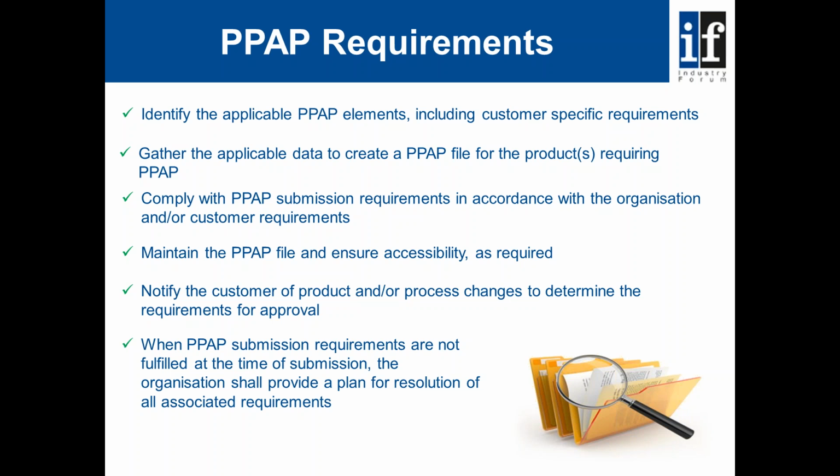We need to comply with PPAP submission requirements in accordance with the organisation and customer requirements. We need to maintain the PPAP file and ensure accessibility as required. Now, this accessibility again could be from the organisation's own project team, it could be from the customer's project team, and once again it could be third-party certification bodies. We need to notify the customer of any product or process changes determined and the requirements for approval. And then when the PPAP submission requirements are not fulfilled at the time of the submission, the organisation shall provide a plan for resolution of all of the associated requirements.